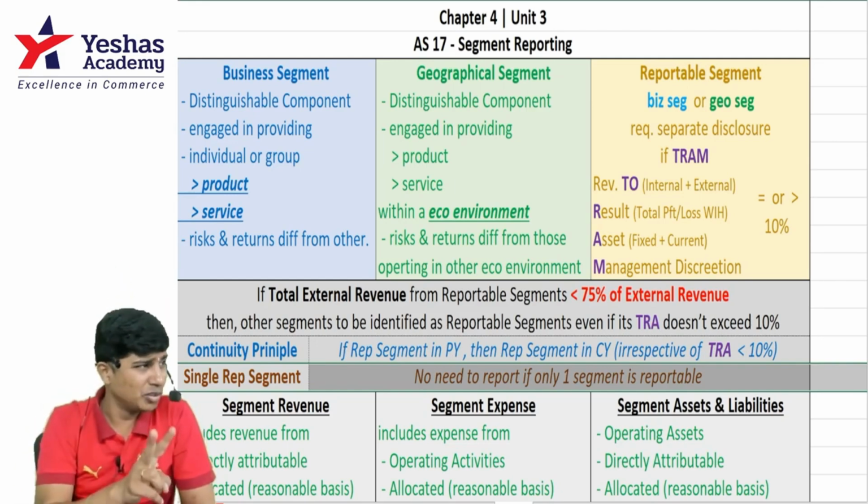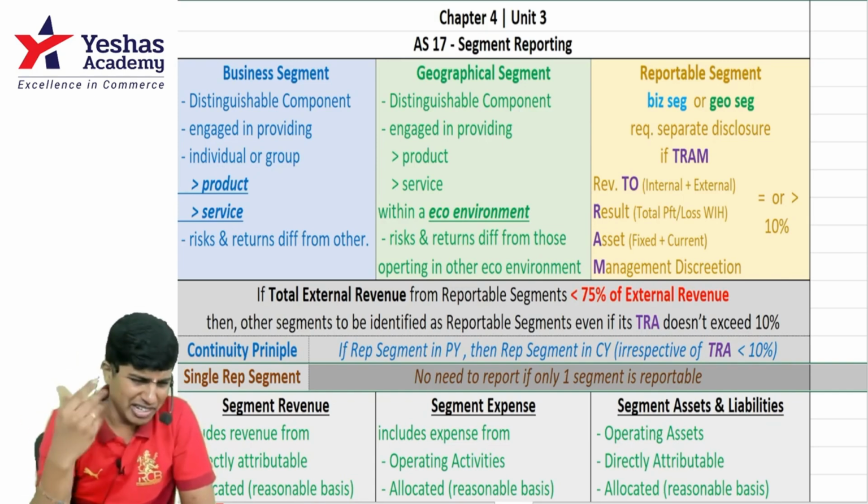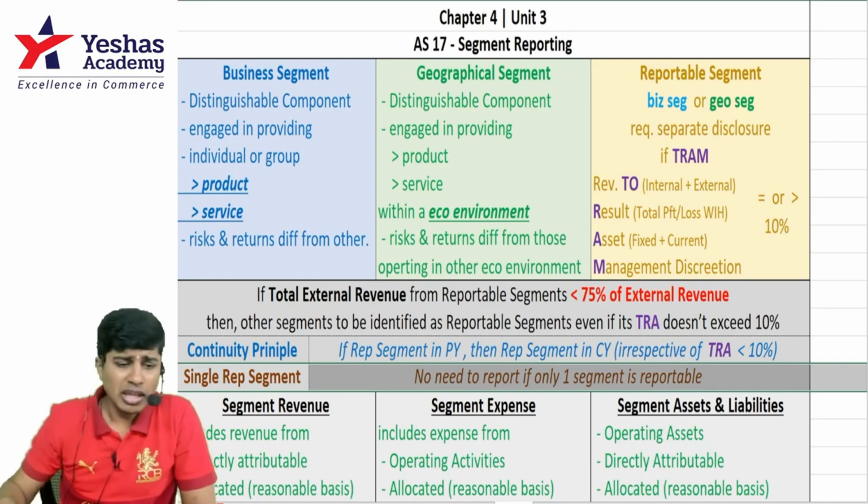To do segment reporting, you need a minimum of two segments. If two segments are not there, don't do segment reporting. Leave it. Close the game. Shall I go further?